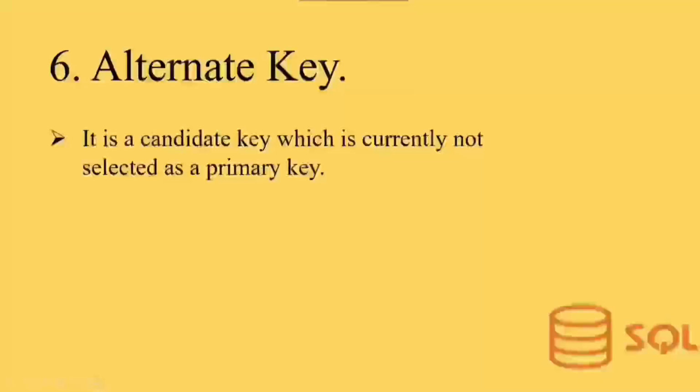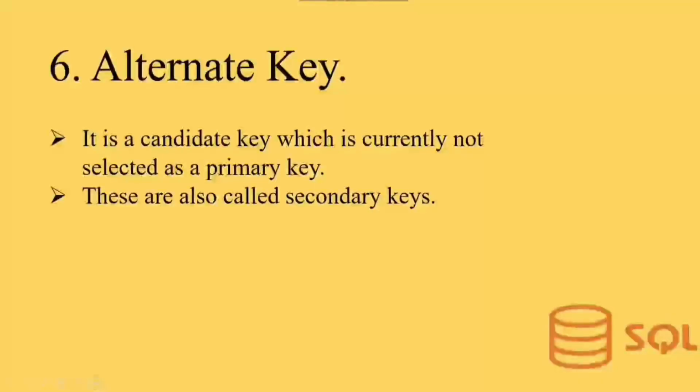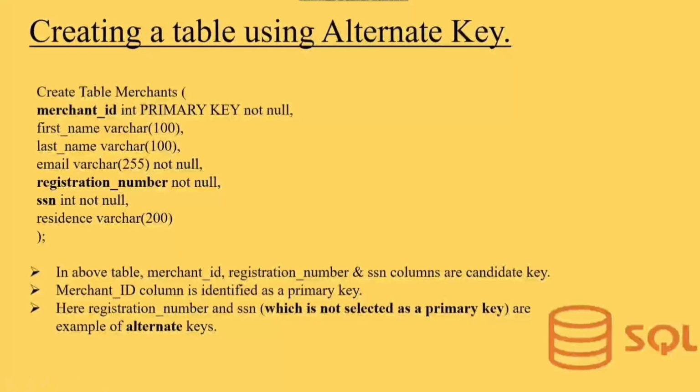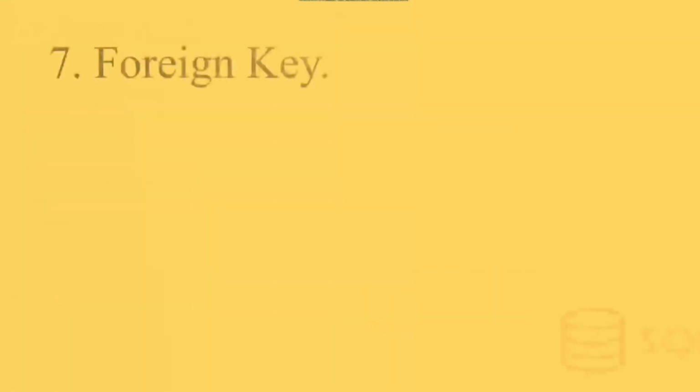Now let's see alternate key. It's a candidate key which is currently not selected as a primary key. These are also called secondary keys. So let's see an example. In this merchants table, merchant ID, registration number and SSN columns are candidate keys. Merchant ID column is already defined as a primary key. So here registration number and SSN, which are not selected as a primary key, are examples of alternate keys.